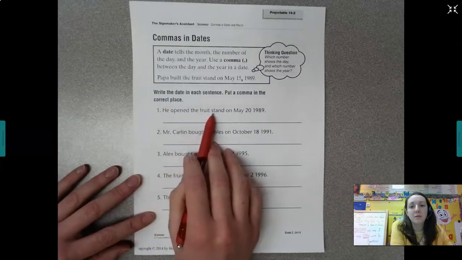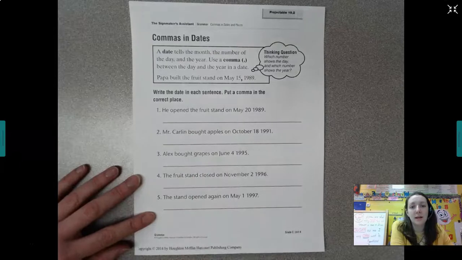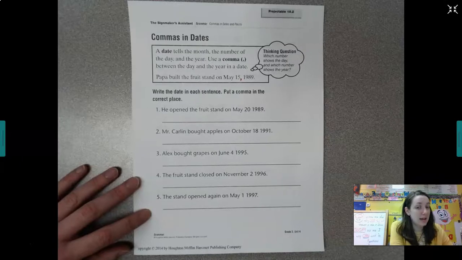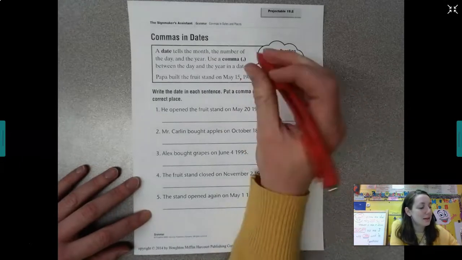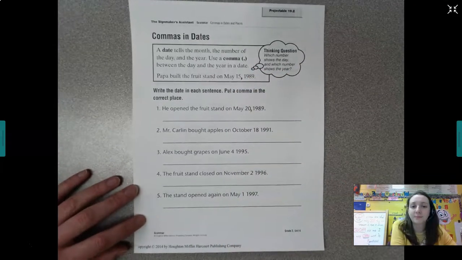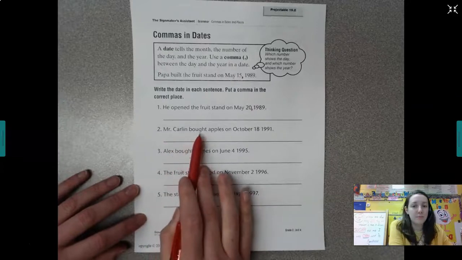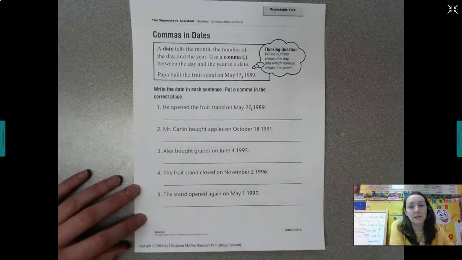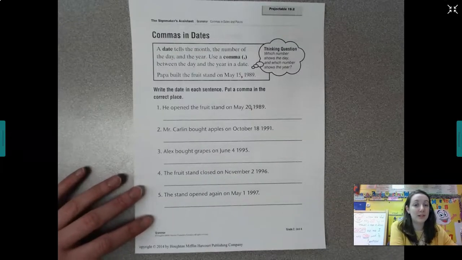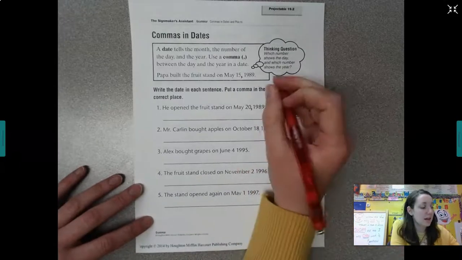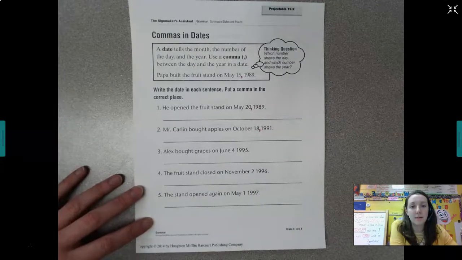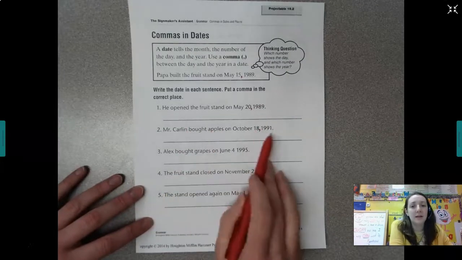So, he opened the fruit stand on May 20th, 1989. So, looking at that date, I need a comma between the day and the year. So, the day, the 20th, May 20th, and the year is 1989. So, that is where my comma goes. Mr. Carlin bought apples on October 18th, 1991. Where do I put the comma here? Well, I put it in between the day and the year. The day is the 18th, and the year is 1991. Again, it's hanging down at the bottom of the lines.